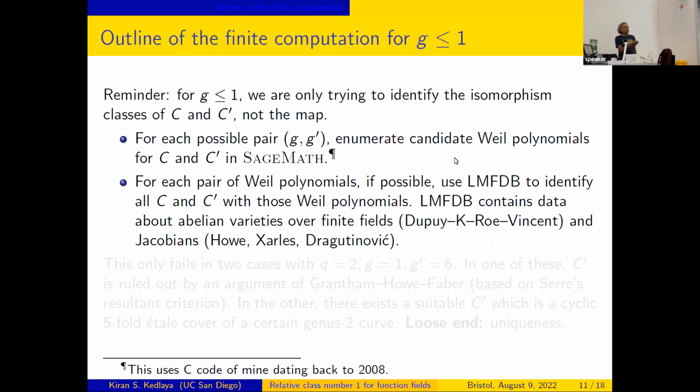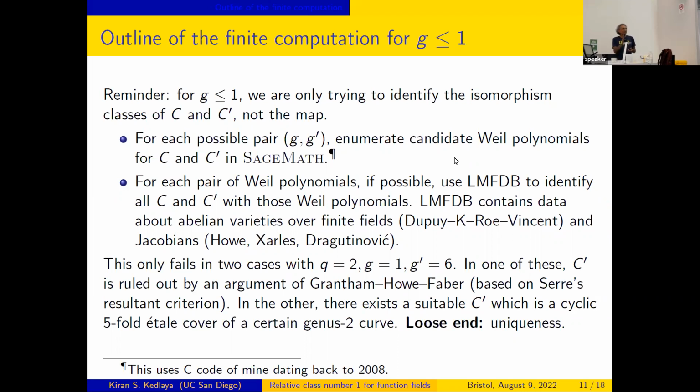For each pair of Weil polynomials that you get, you check LMFDB to identify all the curves with those Weil polynomials. This mostly works because LMFDB has data about curves of genera up to 5. Genus up to 3 was contributed by Everett Howe, genus 4 by Xavier Charles, and genus 5 by Dusan Dragutinovich, a student of Karl Faber.